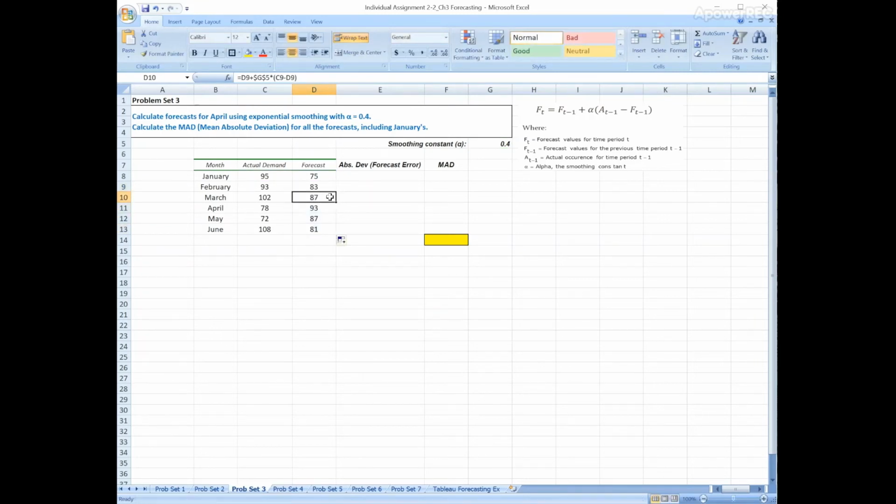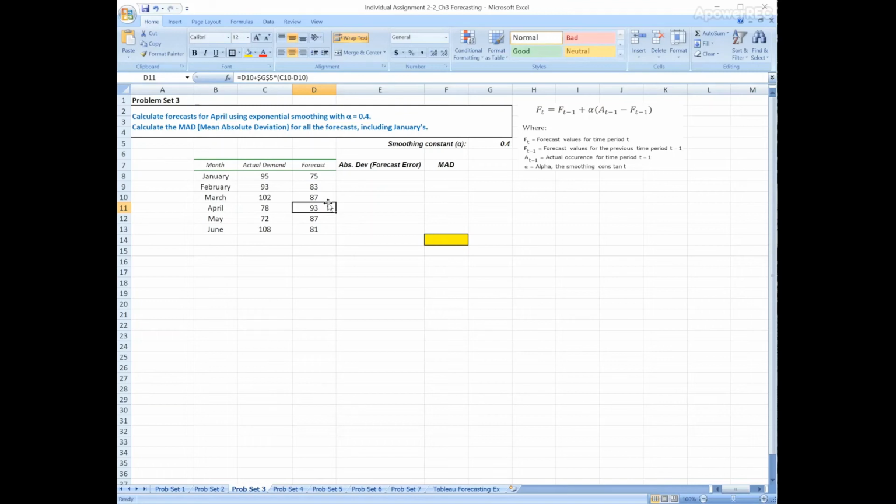And then we can check our forecast for March, which equals the forecast from February, 83, plus alpha 0.4 times the forecast error in the prior period, February. Forecasting error is defined as the actual demand in February, 93, minus what was forecast for February, 83. We do the math, we get a forecast for March of 87. Essentially, we have taken the February forecast and adjusted it higher since the forecast in February was lower than the actual demand in February.